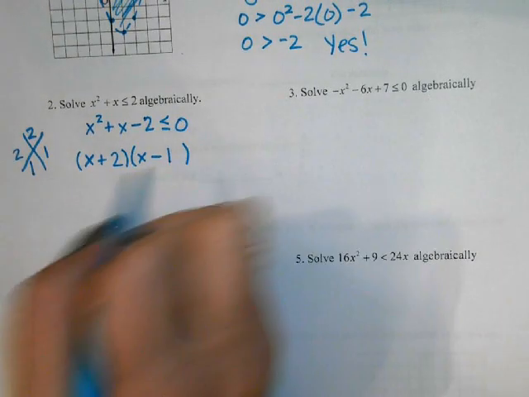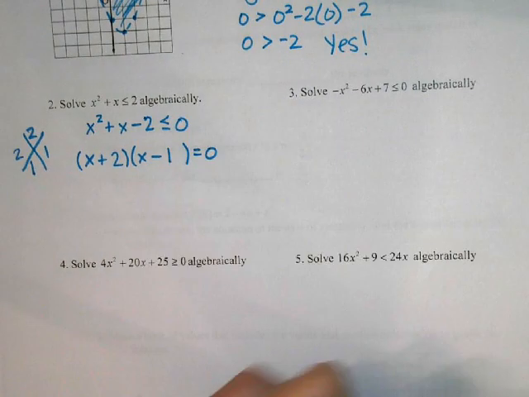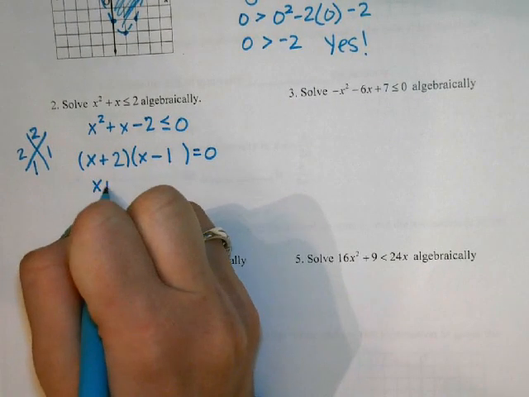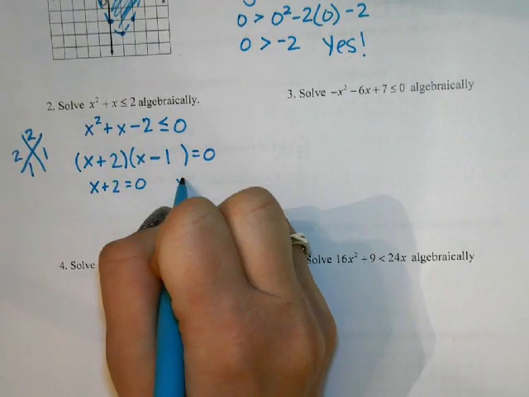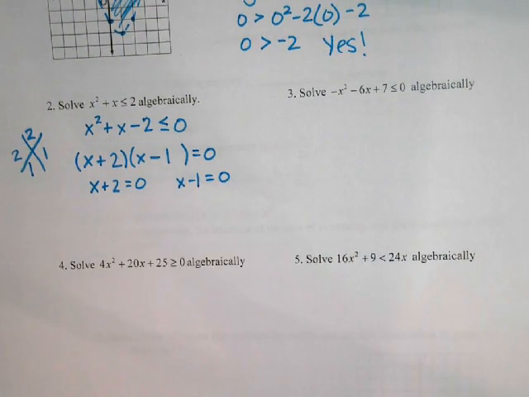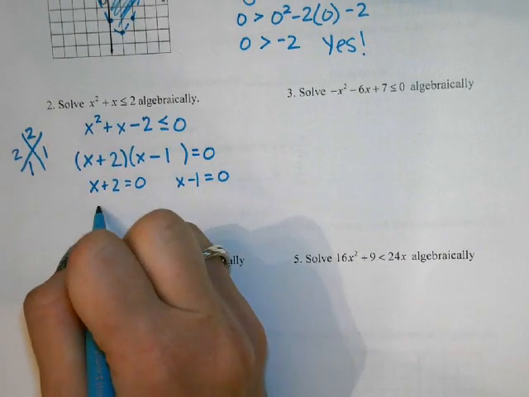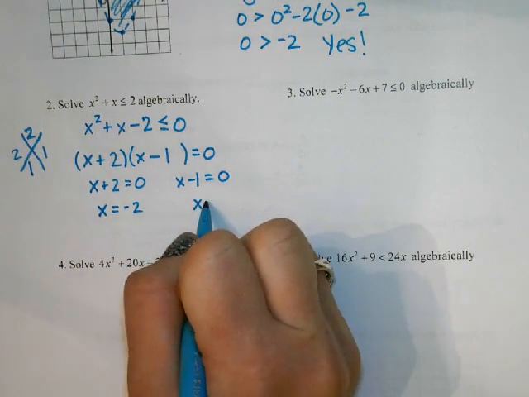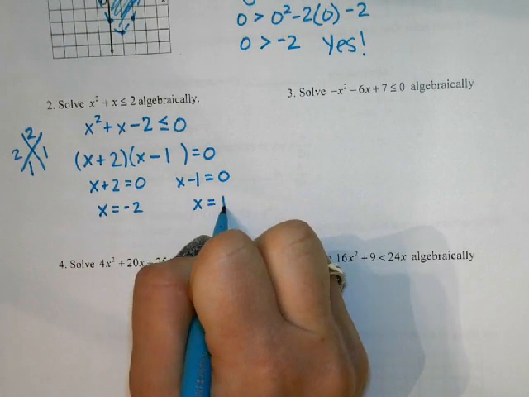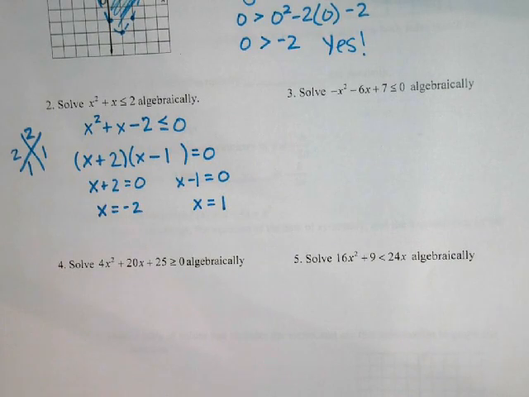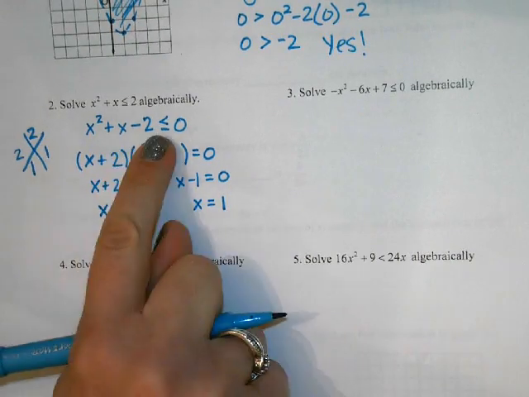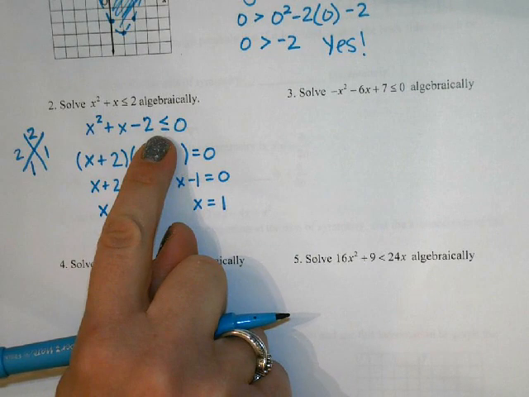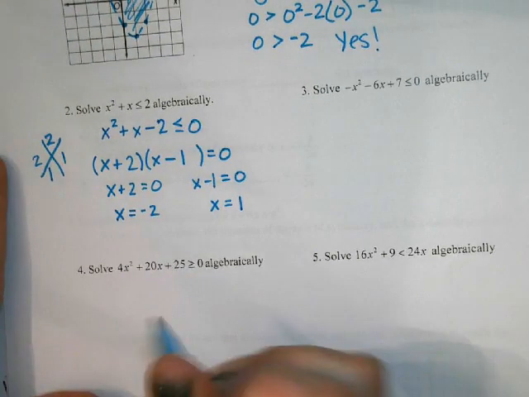Okay. Now, if this guy were equal to 0, right, we would set those guys equal to 0. So x plus 2 is equal to 0 and x minus 1 is equal to 0. So x equals negative 2, or x is equal to positive 1. Okay, but this guy didn't have an equal sign with him. He had an inequality with him. So let's see what's going on. I'm going to draw a number line.